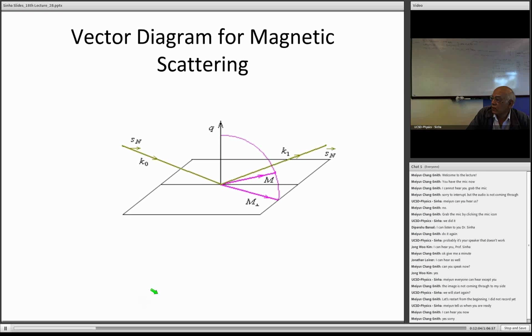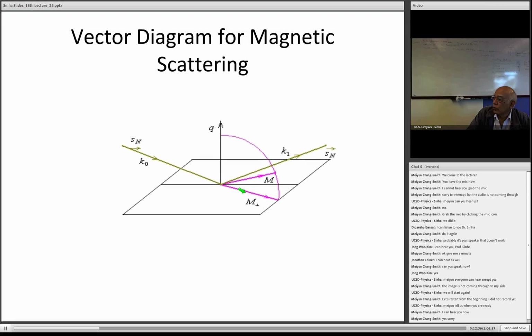So here's a vector diagram that expresses what I just said. Here's my incident wave vector, outgoing wave vector. Here's the wave vector q, which is normal to the surface if the angle of incidence and the angle of scattering are the same for specular reflectivity. Here's some general magnetization vector in the sample, in the film. And here is the component which is projected perpendicular to the wave vector q, so it's in the plane of the sample.